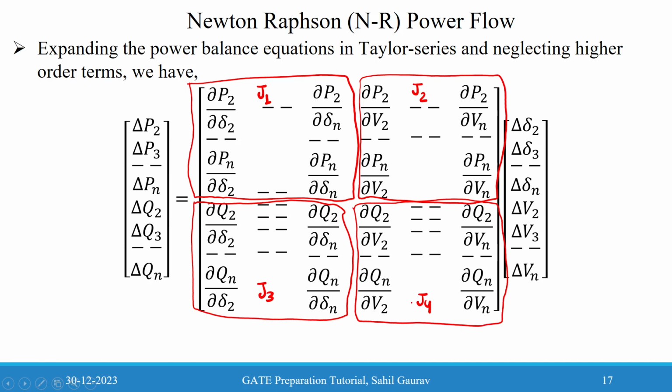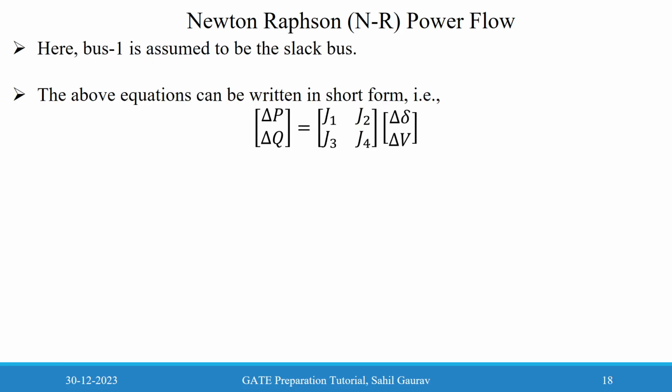So we can write it in a simpler form also, if you don't write it for each bus. One thing you can note here is that we have not taken bus number 1, because we have considered bus number 1 as the slack bus, where we already know the voltage magnitude and the phase angle for that bus. So we have assumed this bus 1 as the slack bus, and the equation can be written in the short form like J1, J2, J3 and J4.